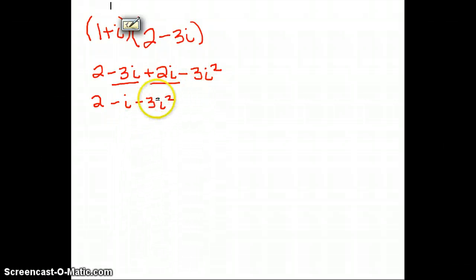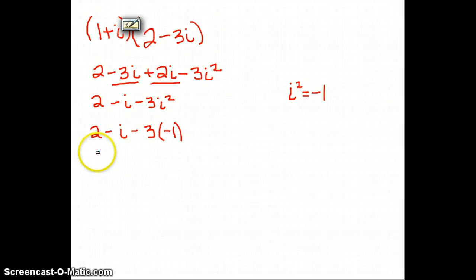The part that we need to remember is that an i squared, again, on the front of the board, or what we talked about in our table from our book, i squared equals negative 1. And what that allows us to do is use substitution in for that i squared and substitute in a negative 1. So now I have 2 minus i, a minus times minus, I actually have plus 3. This became a plus 3. Now I can combine together my real numbers, and I have 5 minus i.